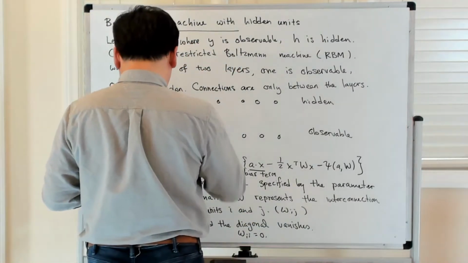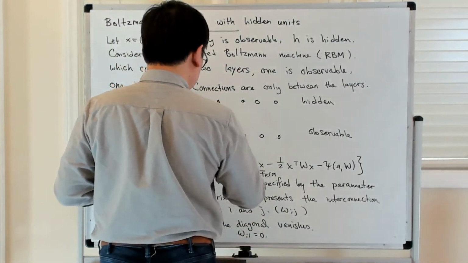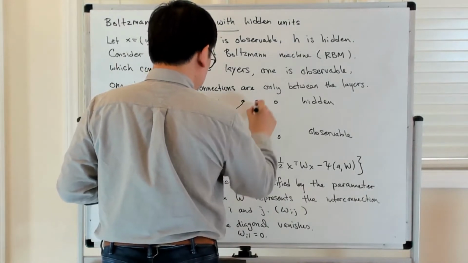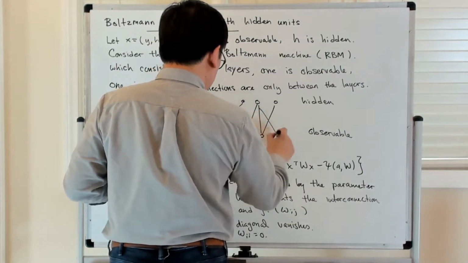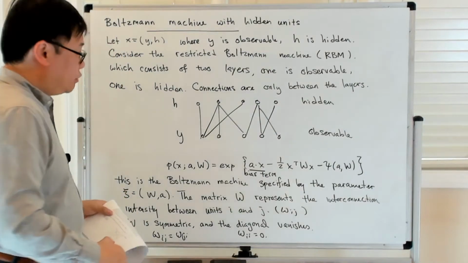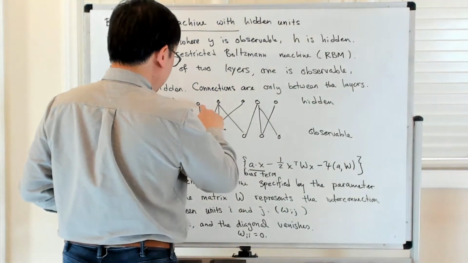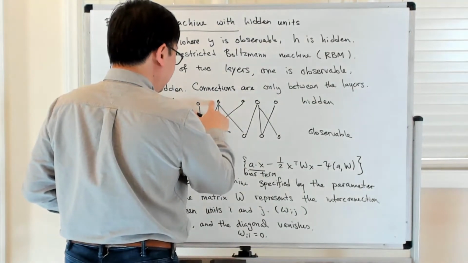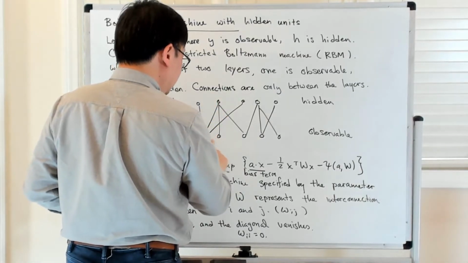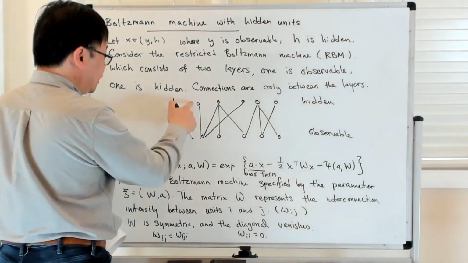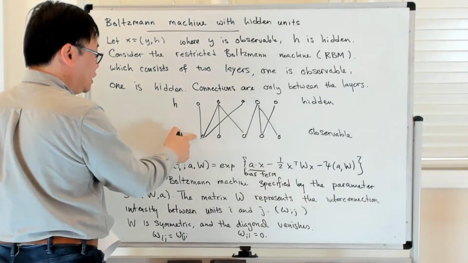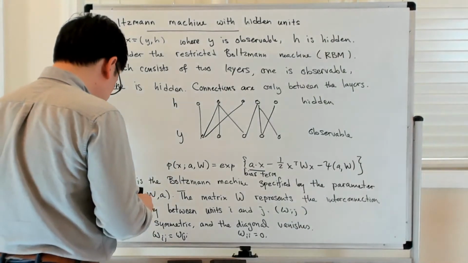Okay, and then you could have interconnections between them. Right, but this is essentially a bipartite graph, right? So there are no connections between hidden variable nodes, and there are no connections between the observable nodes. So there's only a connection between a hidden node and an observable node. Okay.